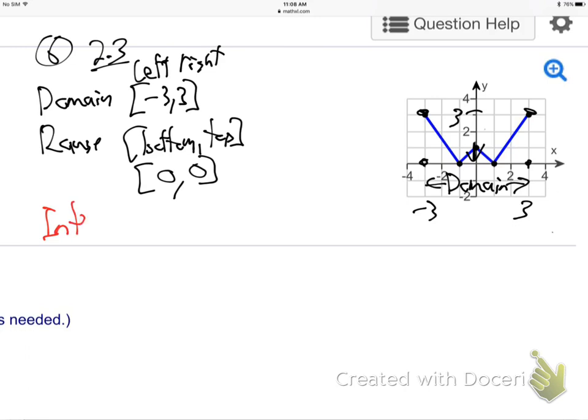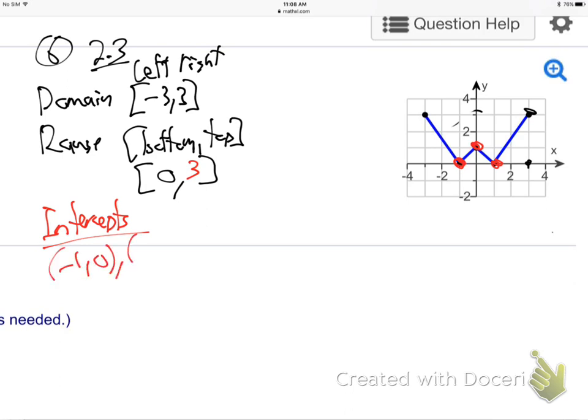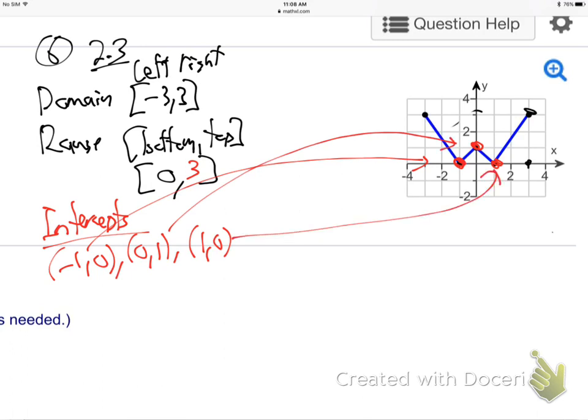Now, intercepts. They ask for the intercepts. So those are all the points where the graph hits the grid lines, right? So that would be here, here, and here. All those points, it hits one of the grid lines. 0 to 3. All right, intercepts are back 1 up 0, over 0 up 1, over 1 up 0. Good? Those 3 dots.